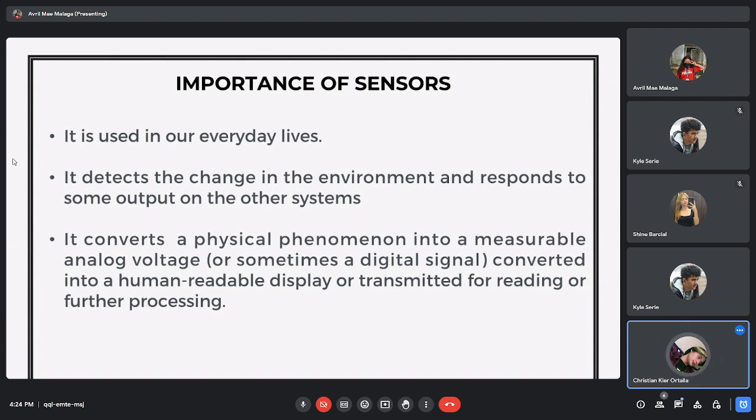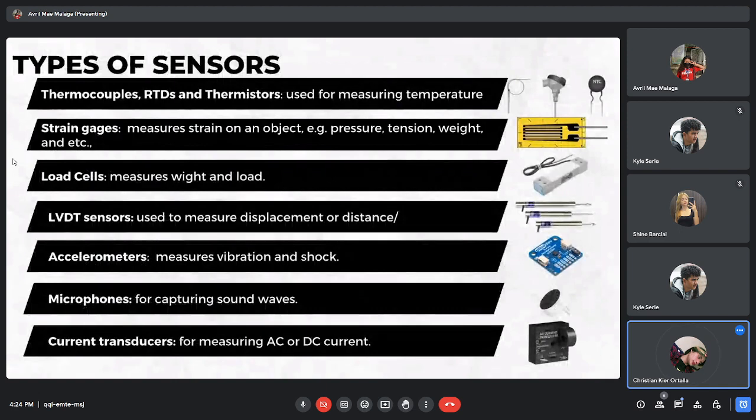Next slide. So there are different types of sensors: thermocouples, RTDs, and thermistors. These are sensors used for measuring temperature. These were the examples I gave earlier, the thermocouple in the first picture and the RTD in the center. Strain gauge is a sensor that measures strain on an object, for example pressure, tension, weight, and more.